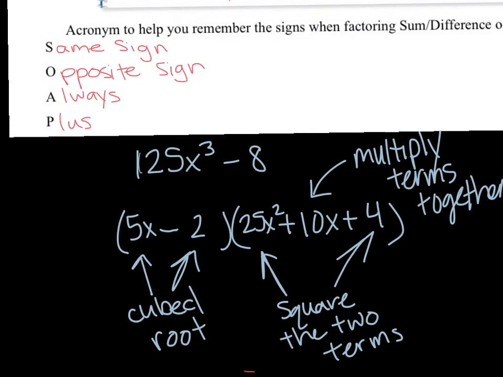And you can't factor that 25x squared plus 10x plus 4 any further. So that's your acronym. And as long as you have two perfect cubes, you should always be able to do this using your SOAP and using these keys here. So taking the cubed root, finding those two terms, then squaring them, multiply them together. Okay, let's flip to the next page.